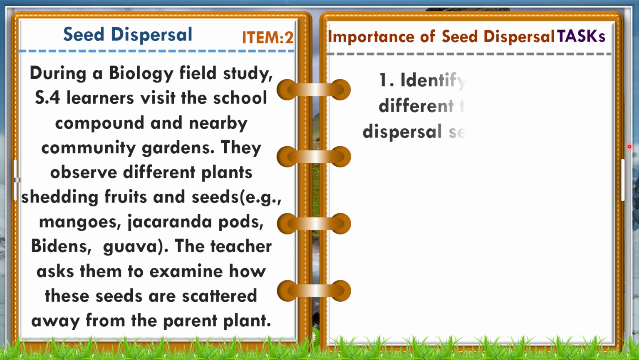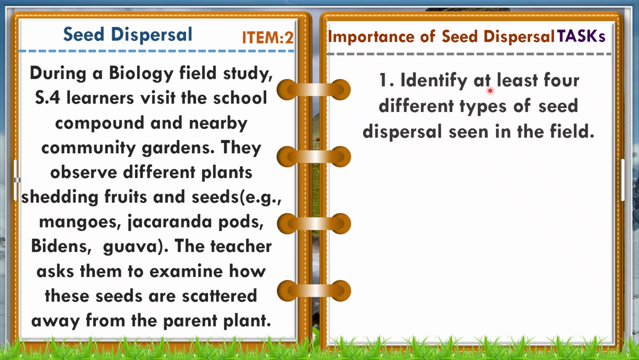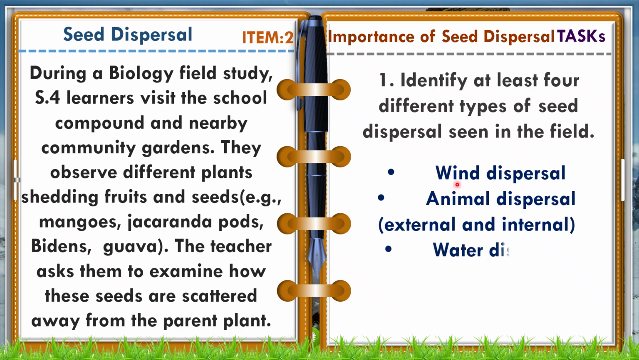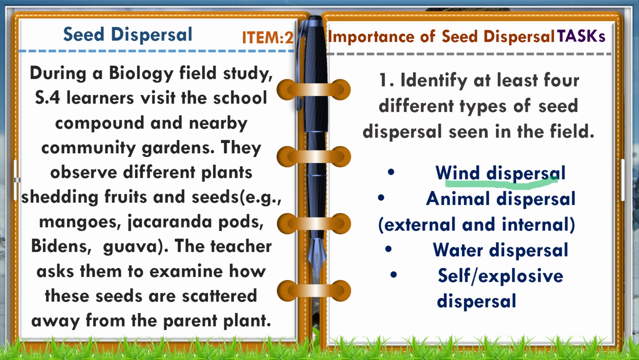Tasks. Identify at least 4 different types of seed dispersal seen in the field. There is wind dispersal, animal dispersal, which includes the external and internal, we have water dispersal, and self-explosive dispersal.